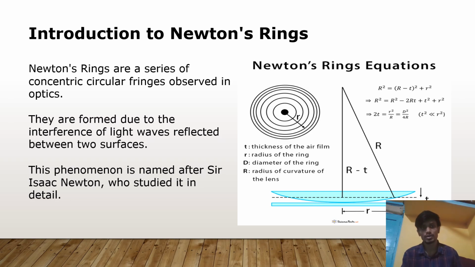Introduction to Newton's rings. Newton's rings are a series of concentric circular fringes observed in optics. They are formed due to the interference of light waves reflected between two surfaces. This phenomenon is named after Sir Isaac Newton, who studied it in detail. Newton's rings are circular bright and dark rings formed due to interference of light between a lens and a glass plate. They are named after Isaac Newton, who studied this effect.